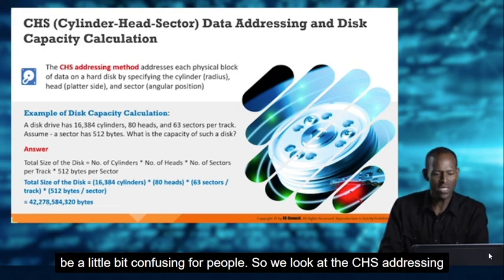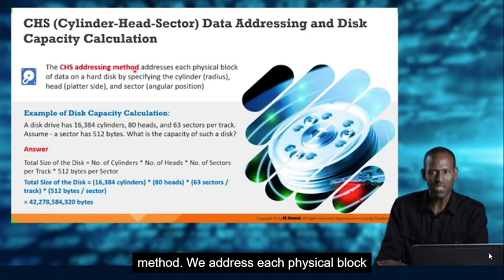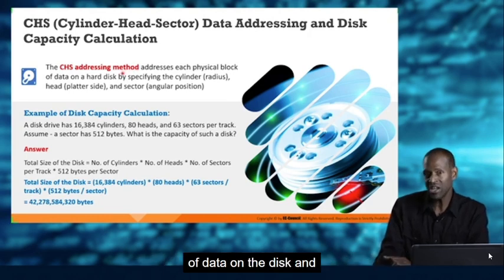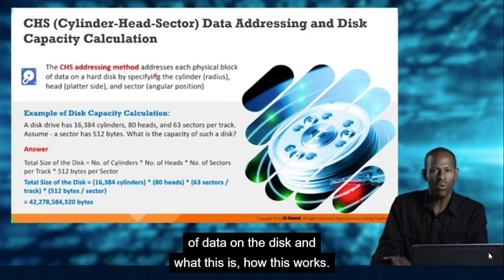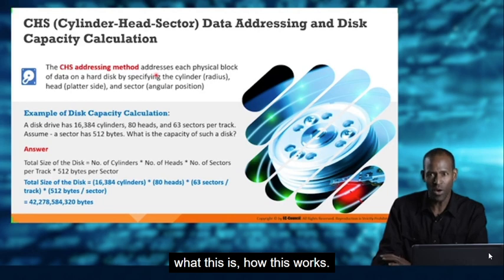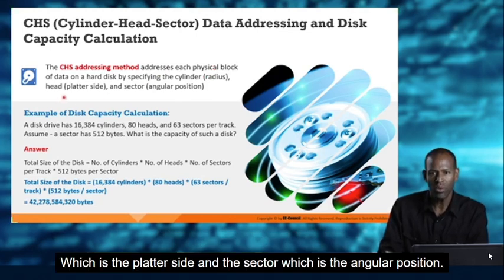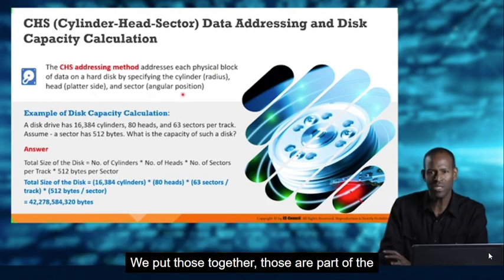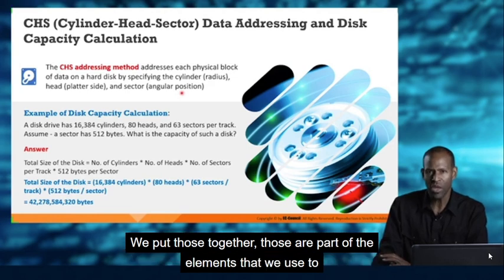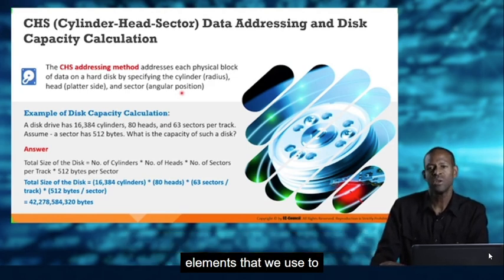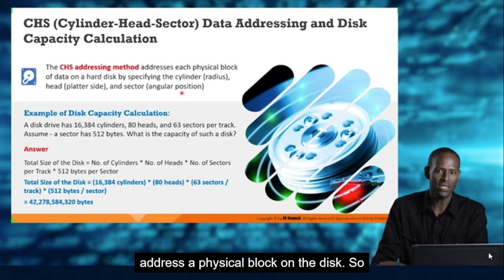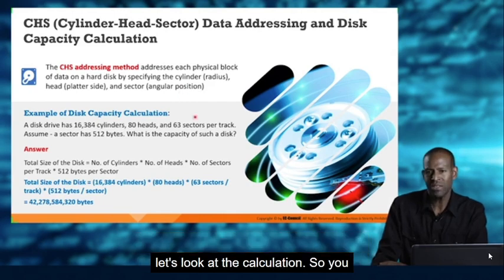So we look at the CHS addressing method. We address each physical block of data on the disk. How this works is we have the cylinder, which is the radius, the distance from the center to the edge, the head, which is the platter side, and the sector, which is the angular position. We put those together. Those are the elements that we use to address a physical block on the disk. So let's look at the calculation.